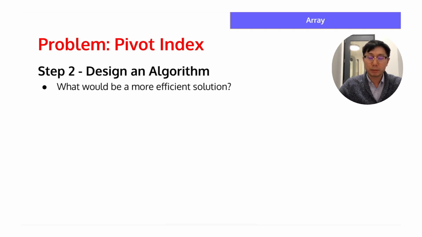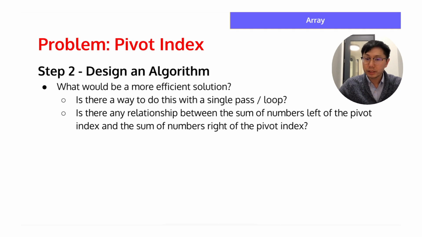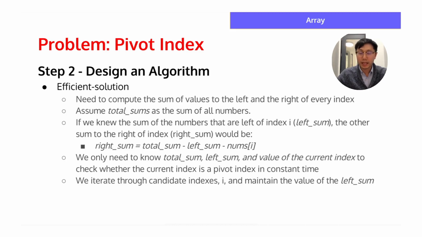Now that we have established a brute force solution, we want to ask ourselves, okay, what would be a more efficient solution? You can ask, is there a way to do this with a single pass or loop? And is there any relationship between the sum of numbers left of the pivot index and the sum of numbers right of the pivot index that we can utilize to help us answer this question more efficiently? Once we ask these kinds of questions, hopefully we can come up with an efficient solution.